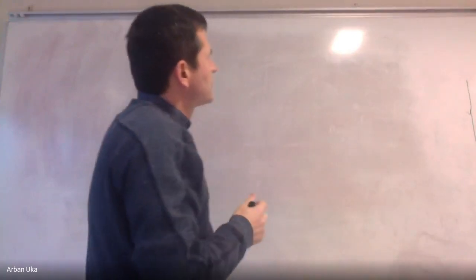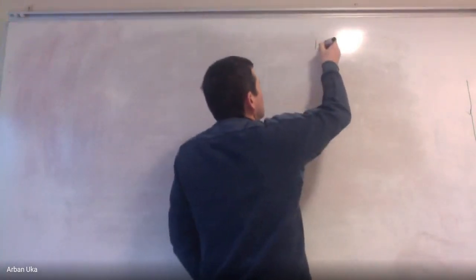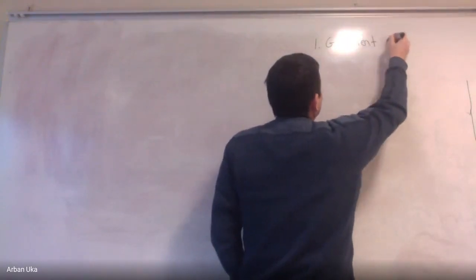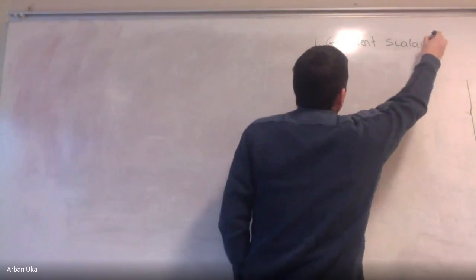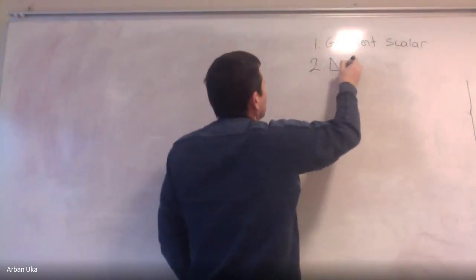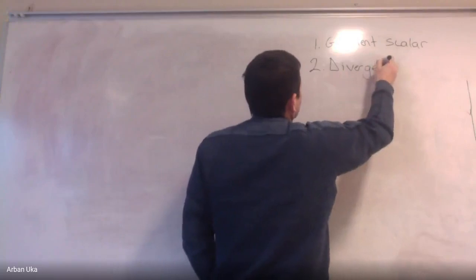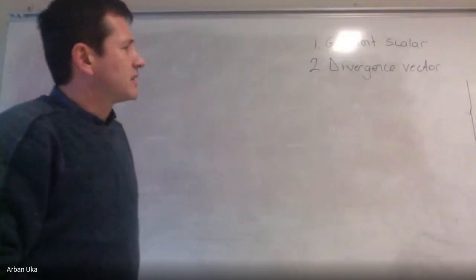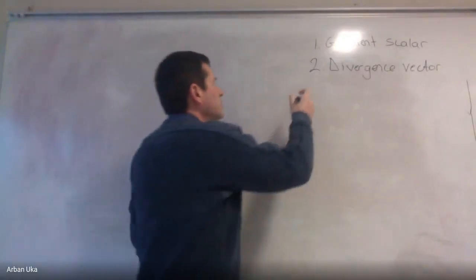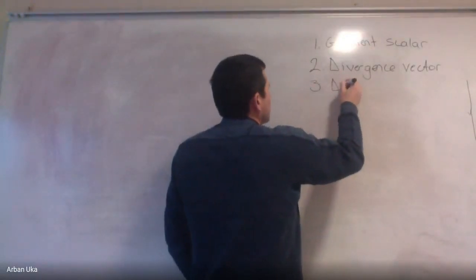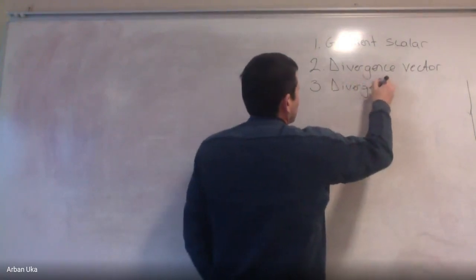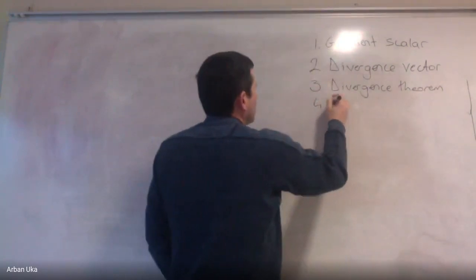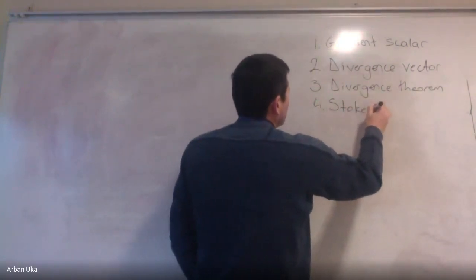In what we have started so far, if you remember, last time we talked about the gradient of a scalar. Then we talked about the divergence of a vector. Then we talked about the divergence theorem. And the fourth one was Stokes' theorem.